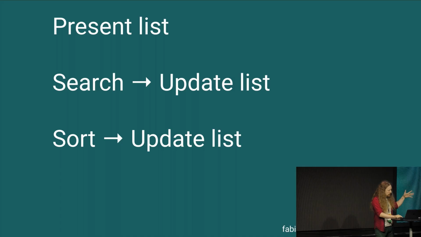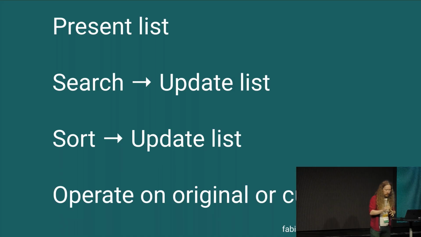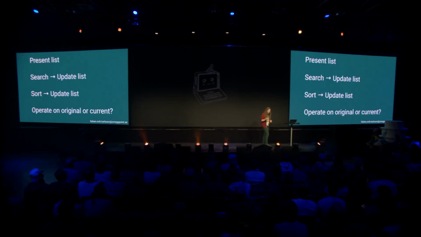The difference between what people usually do is that some people operate on the original list, some do it on the current list. And by that I mean that if we do some sort of search, we write the letter C and we reduce the size of the list to just the things that contain the letter C. If we then sort the list, we would sort the list we ended up with previously. Both of these approaches generally don't work.